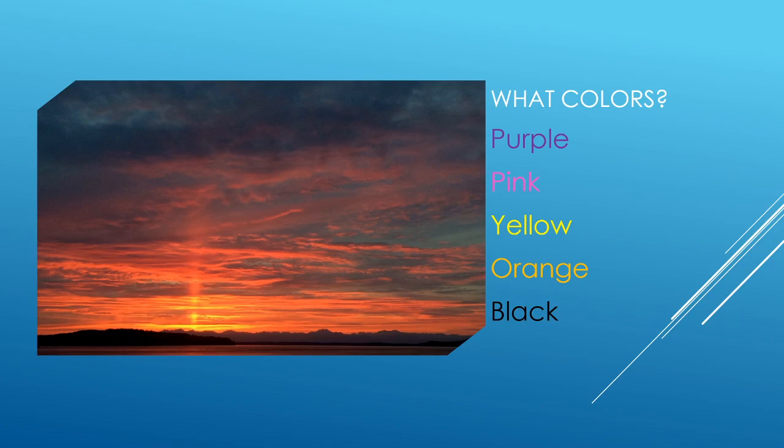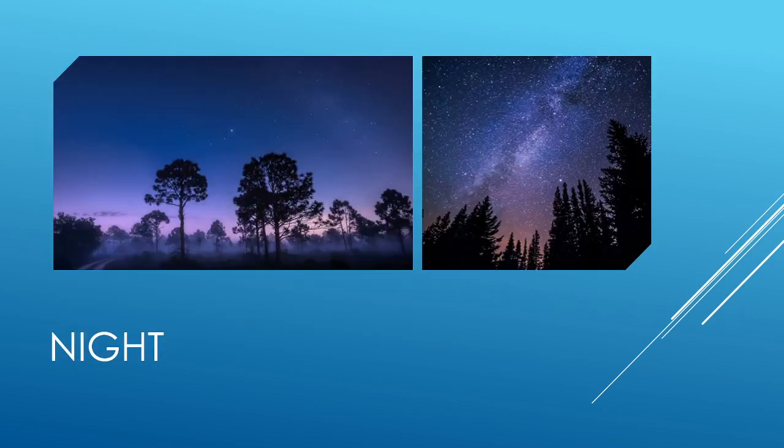So once again, the colors that we would see for our sunset is going to be purple up at the top where the sky is getting darker. We can do a little bit of pink, a good amount of yellow and oranges, and usually some black at the bottom for the ground that's in shadows.